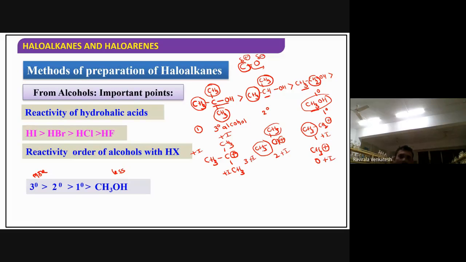As the number of plus side groups increases, the reactivity also increases, isn't it? In examination, nobody asks you the reason, they simply ask the order of reactivity. You have to see which is tertiary, which is secondary, which is primary, and you will get the answer. Okay, this is about the reactivity order. So in this slide, you learned the order of reactivity of hydrochloric acid and the order of reactivity of alcohols.